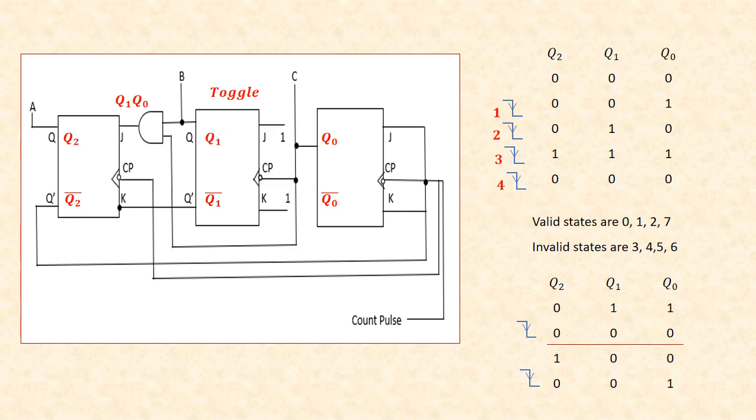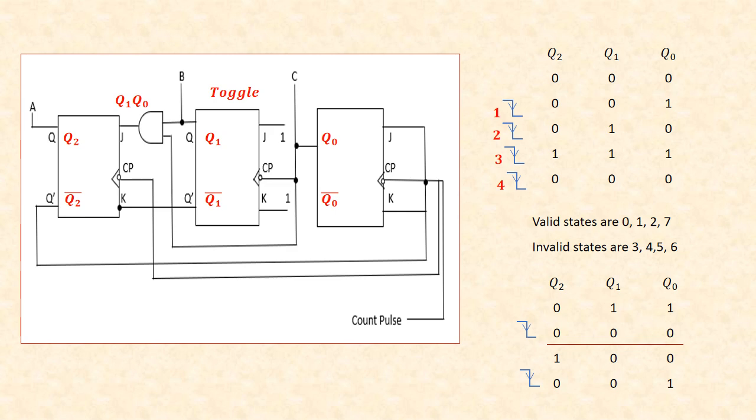That is the reset condition. Similarly, for the second negative edge transition of the clock pulse, we have 0, 1, 0, and for the third negative edge 1, 1, 1, and for the fourth negative edge we will have 0, 0, 0. That is, the flip-flop is cleared. It again restarts to its original position. Now if you see this counter, the valid states are 0, 1, 2 and 7. After that the counter again goes to 0, and the invalid states are 3, 4, 5 and 6.